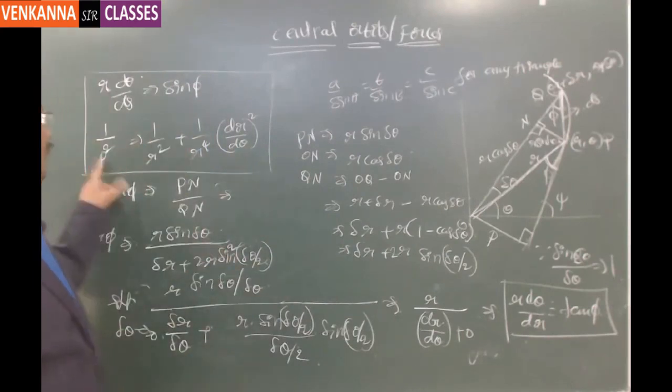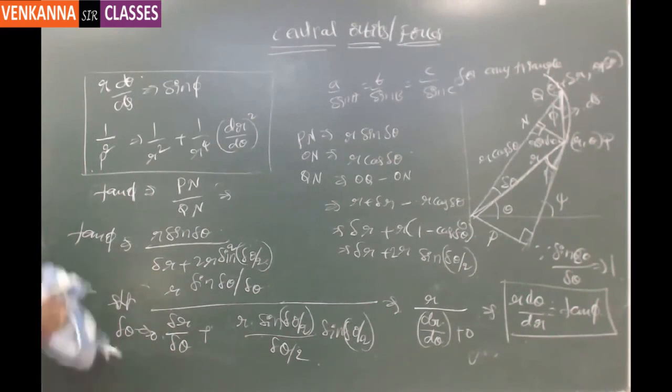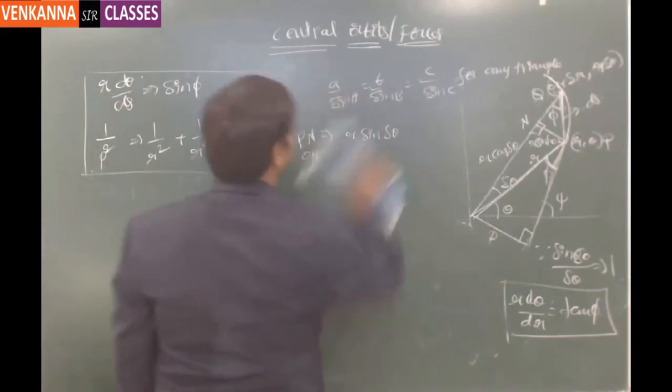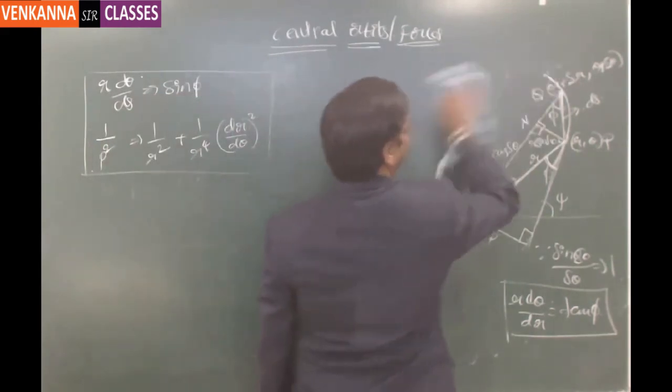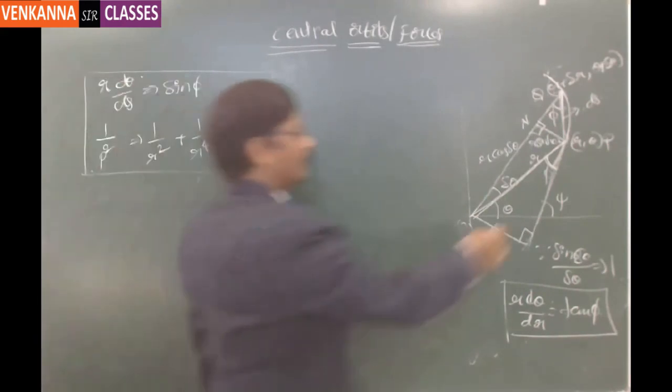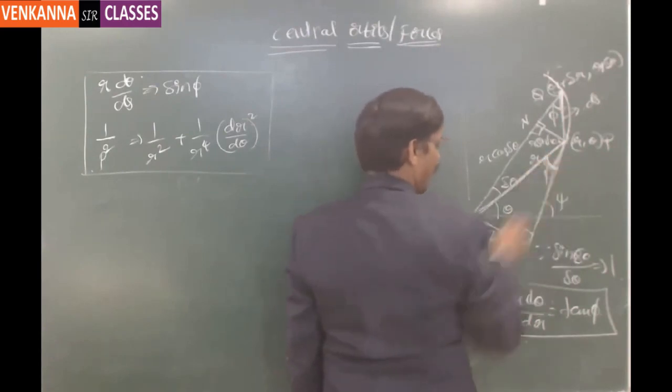Based on these relations, I am going to bring in this relation. Got it? Understood? Or do we have any questions on this? Okay. So now keeping this in mind, we know 1 by p square and the p value. For this triangle, p can be treated as r sin phi.